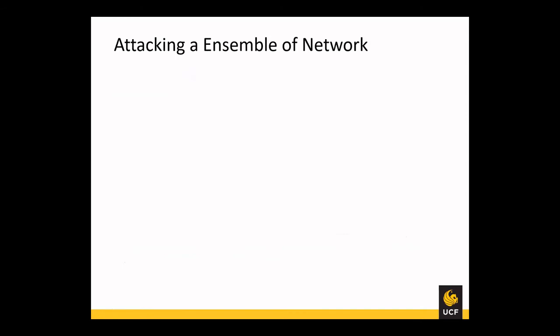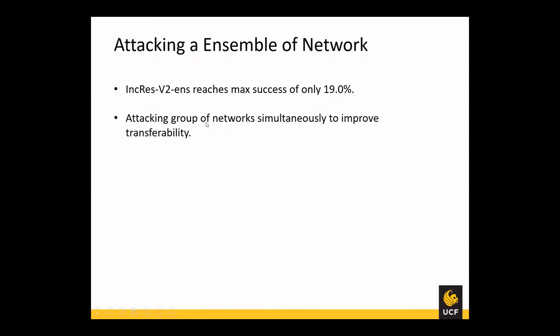Now, first of all, let's try to trace back and think. When we tried to attack the Inception ResNet version 2 model, which was enhanced, which was robust, we only reached a max success rate of 19%. Even though it's an improvement from what was previously proposed, it's still not that much. So now what they thought is, let's try attacking a group of networks simultaneously to improve the transferability. So that's what we mean when we talk about attacking an ensemble of networks.